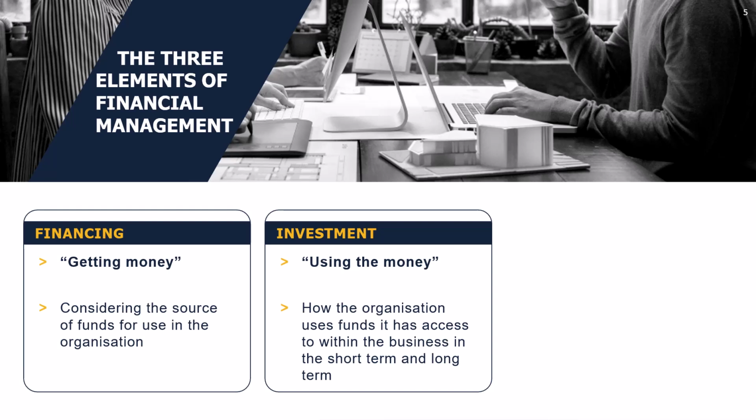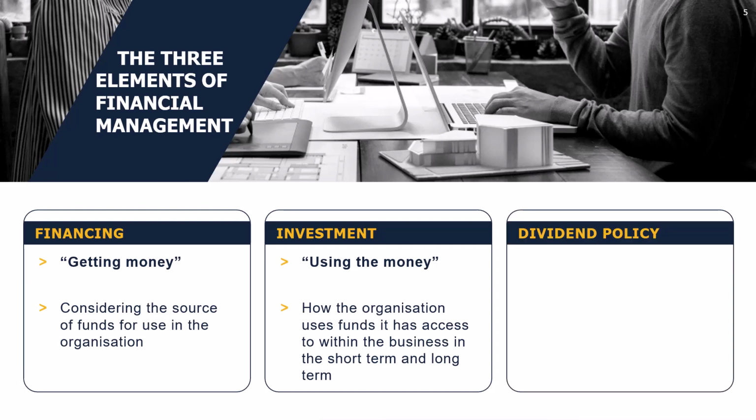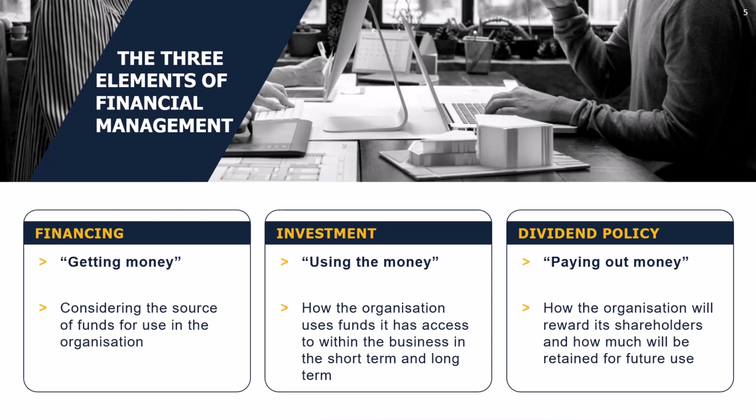So this is how the organisation uses funds that it has access to, not only for long-term decisions, but also for the short-term decision-making process. And then finally, we've got dividend policy. Dividend policy is all about how the organisation pays out the money. So this is about the organisation making decisions on how they reward their shareholders, but also not forgetting that they will need to retain some of that funding for the future operations of the organisation.